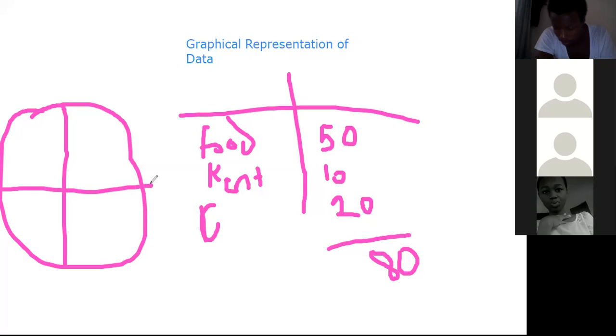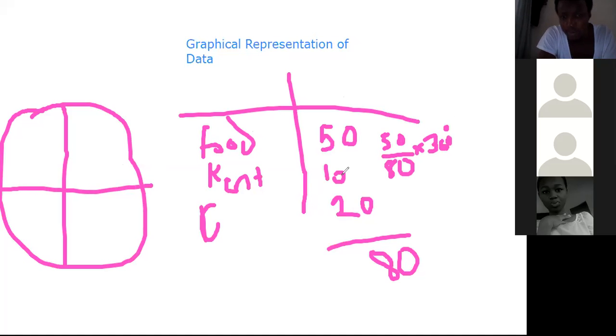So from here you have to calculate the angle for each. This is how you calculate the angle. You know, a circle is 360, so it's going to be 50. So calculating the angle of food, it's going to be 50, the value of the food, all over the total value, which is 80, times 360. This is converting it into angles by the 360 degrees. So the value we get will be the angle for the food.